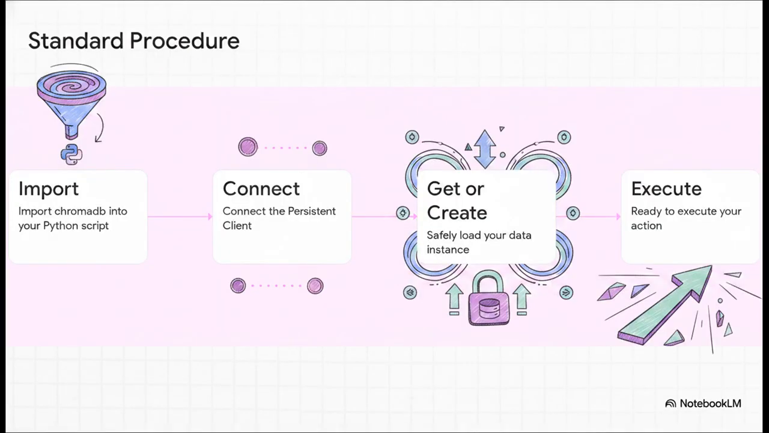All right, so the absolute crucial point here is establishing the right foundation in your code before you even try to touch your data. This is basically your standard operating procedure. First, you import ChromaDB into your Python script. Second, you connect that persistent client we just talked about. Third, you use getOrCreateCollection to safely load your data instance. And finally, once those 3 steps are locked in, you're ready to execute your action. Literally, you're going to run this foundational 4-step Python syntax before performing any database management task whatsoever.